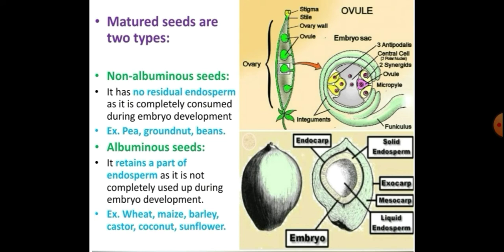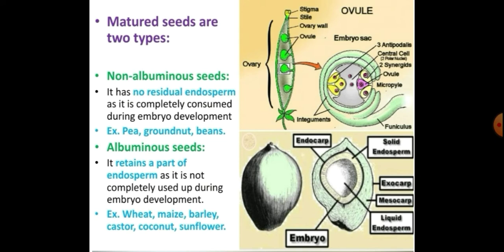Why is it not remaining in the seed? It is completely consumed during embryo development. So see here the order of the events which happen after fertilization, that is post fertilization. First your endosperm will develop, then your embryo will develop, then the seed will develop. The fruit will form, and inside the fruit your seed will develop.